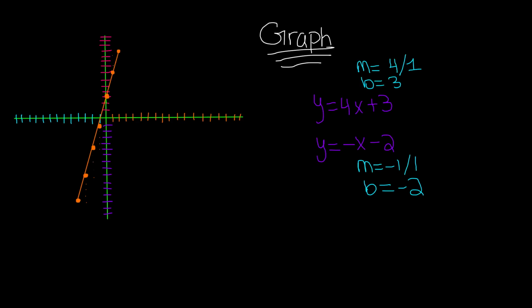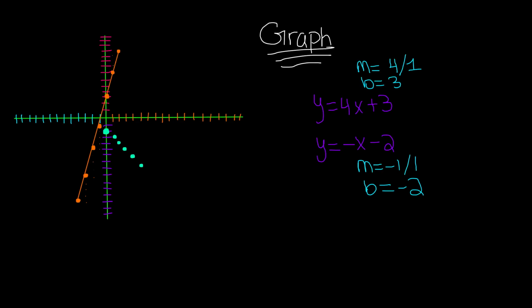Next, we have y is equal to negative x minus 2, and the m is negative 1 over 1, and the b is negative 2. First, we'll graph the y-intercept, which is negative 2, so it will be down here. And then we'll do the slope, which is negative 1 over 1. So down 1 and then over 1. Down 1 over 1. And we could really continue this all the way down. So let's go ahead and stop here.